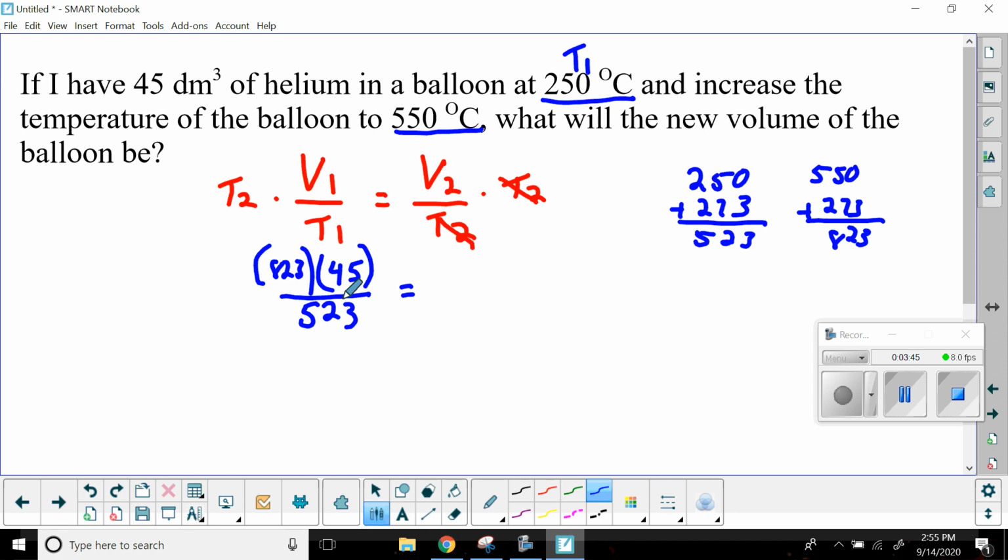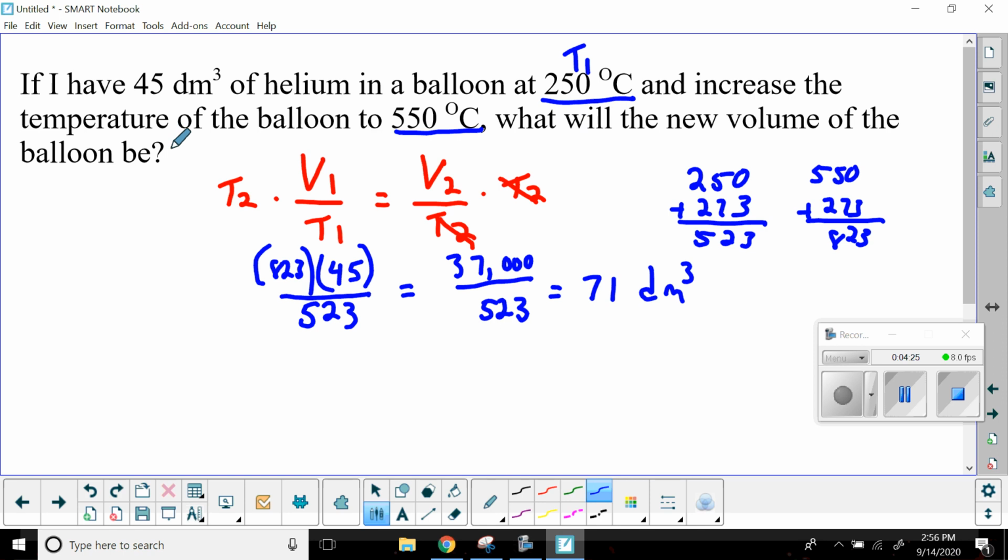Multiplying 823 times 45, with 2 sig figs, it's going to be 37,000. Here come those sig figs again, divided by 523. 37,000 divided by 523 gets me a new volume of 71 cubic decimeters, rounded to 2 sig figs because my initial volume here was 2 sig figs.